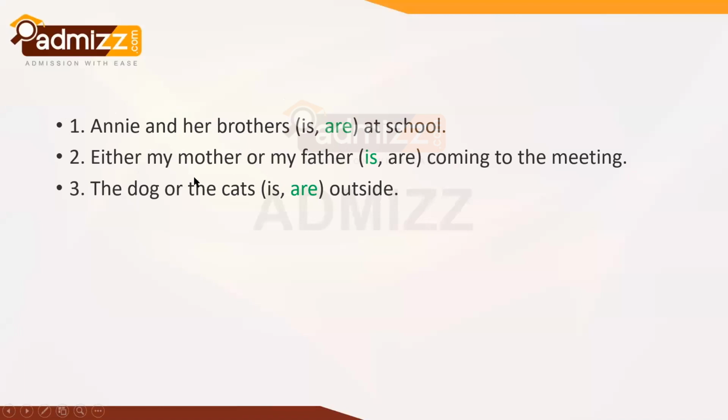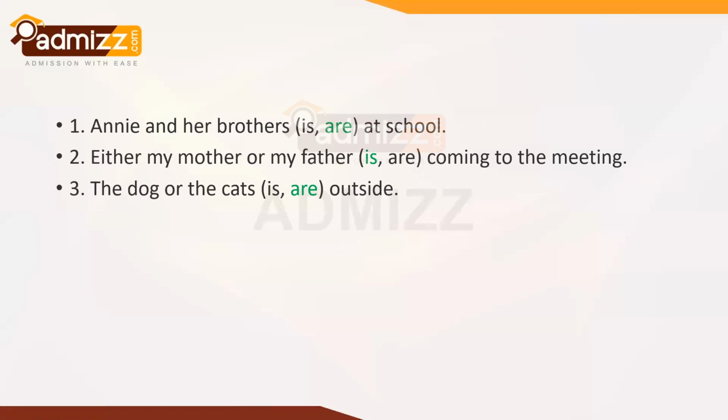Next up, we've got either my mother or my father is coming to the meeting, right? Now, this is a bit confusing. Why? Because there are clearly two subjects in this sentence. So you may ask the question, why did we not use the plural form of this verb, right? So the thing is, either-or is a unique sentence structure. Either-or basically represents that either my mother is coming or my father is coming, right?